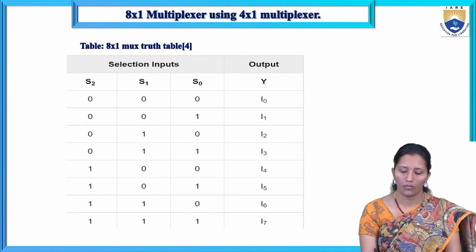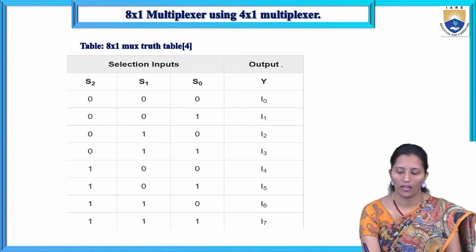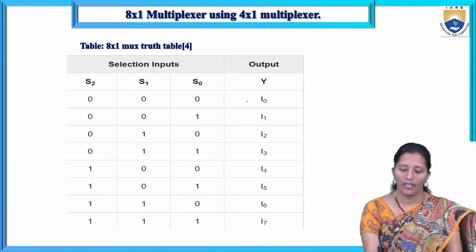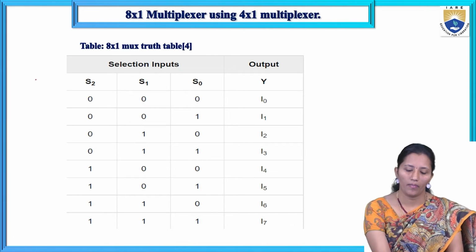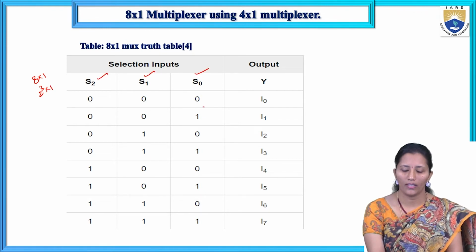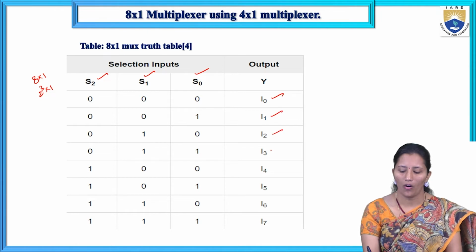Here we know the truth table of the 8x1 multiplexer; we already discussed this. The 8x1 multiplexer has 3 selection lines, S2, S1 and S0, and according to the selection lines we get the output.